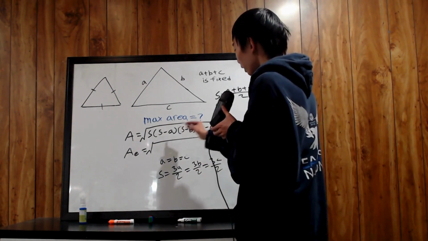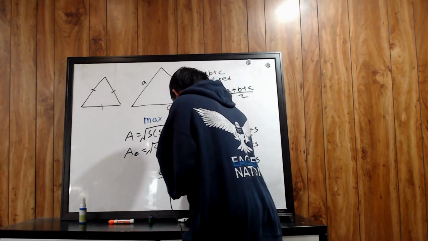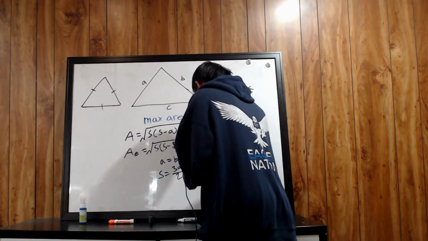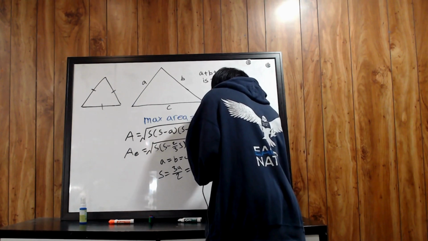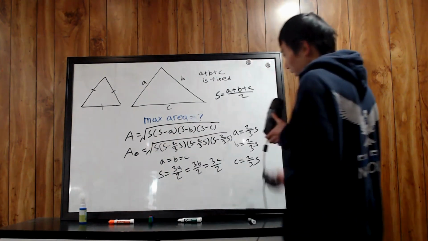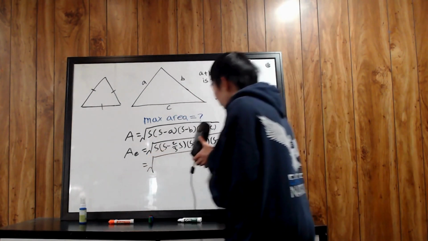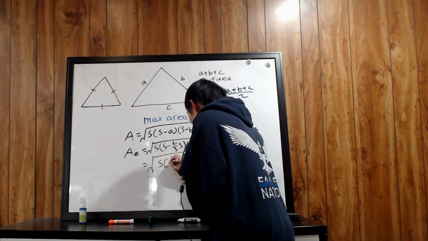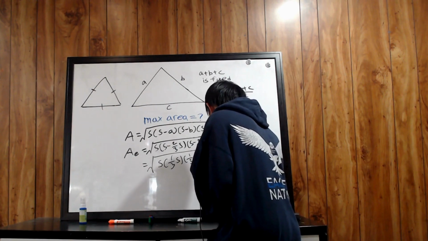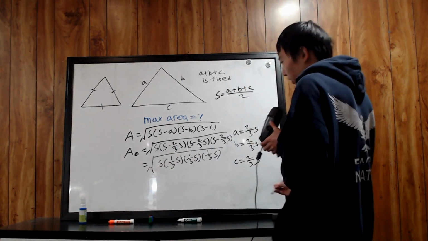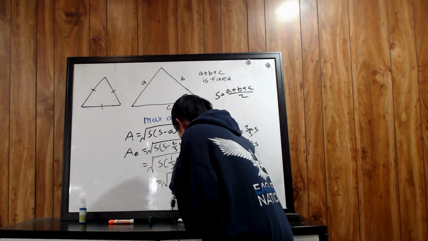Then let's substitute a, b, c with 2 over 3 s each. So we just get s times (s minus 2 over 3 s) times (s minus 2 over 3 s) times (s minus 2 over 3 s), like this. And then now let's simplify what we see in the brackets. Then we just get, again, the square root of s times 1 over 3 s times 1 over 3 s times 1 over 3 s. So simplifying even further, you just get that this is the square root of s to the 4 over 27.